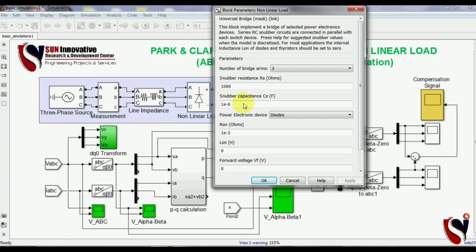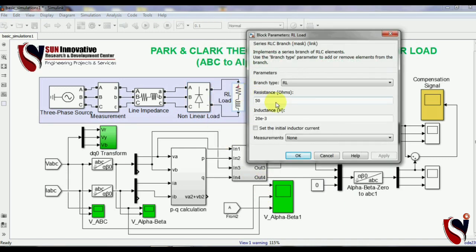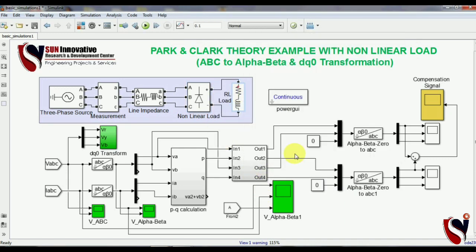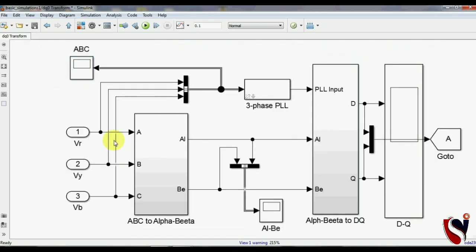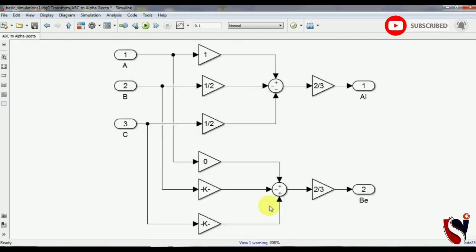See this line impedance, and this is the non-linear load. I have designed the rectifier snubber, diodes and bridge, and this is the inductive load here, the RL load, and this is again the alpha, beta values. So this is all our dq transformation here.